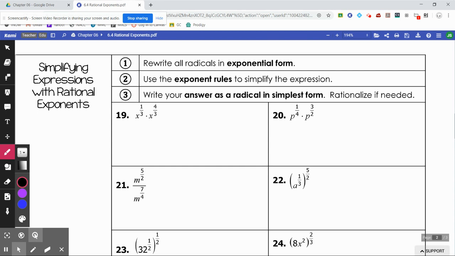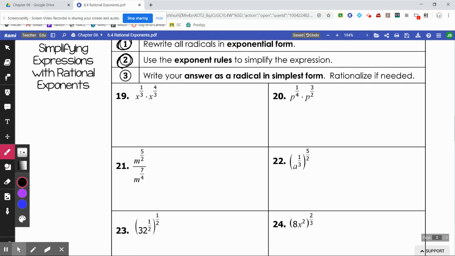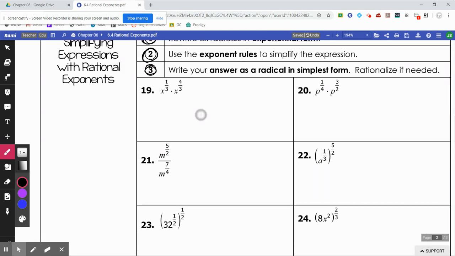Okay, now that we know how to change these, now we're actually going to simplify some expressions that have these rational exponents. Here are your steps. Step number 1, we're going to rewrite all radicals in exponential form. We're going to use our rules of exponents to simplify the expressions, and then we're going to write our answers and change them back to simplest radical form and rationalize anything that we need to.